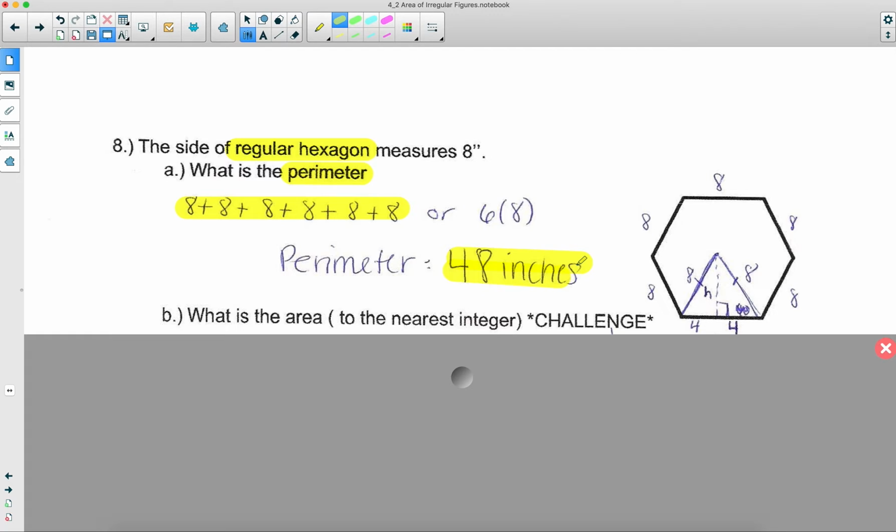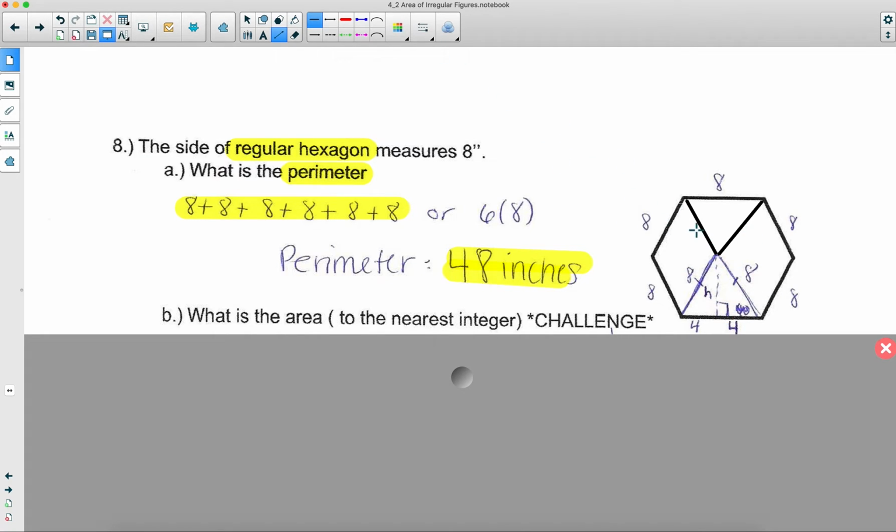Now the next part was a little tricky. I have here, it's a challenge, and it definitely is. So what you need to remember about a regular hexagon, and this goes back to constructions, is that a regular hexagon is actually made up of 6 equilateral triangles. Okay, so one regular hexagon has 6 equilateral triangles in it. So think of it like this too. Up here would be a regular hexagon. Now I sketched this one, so it's not perfect.